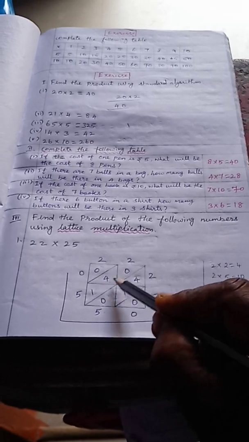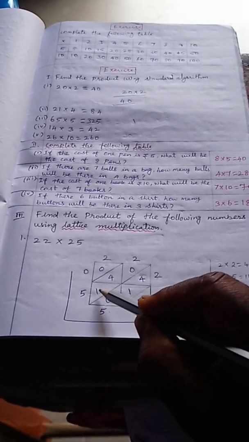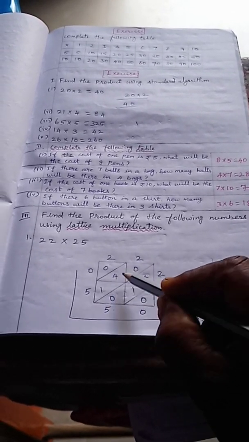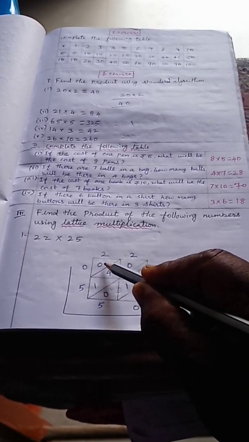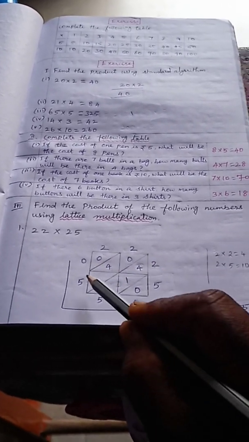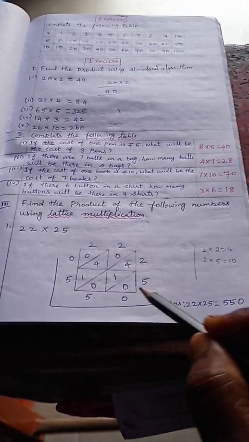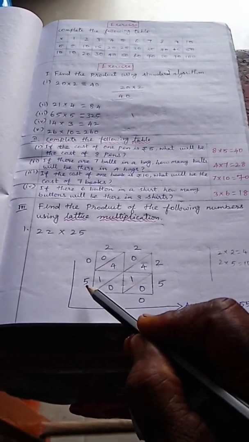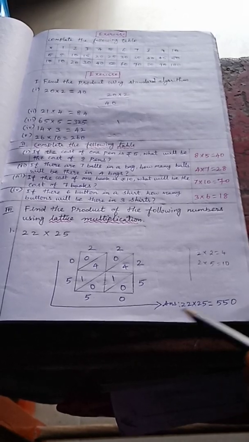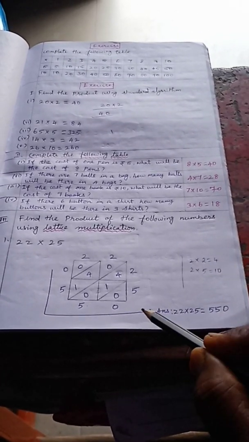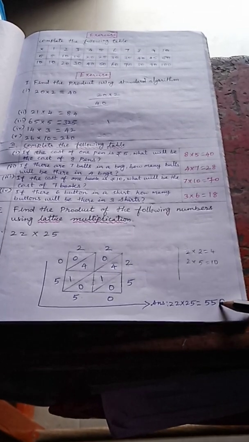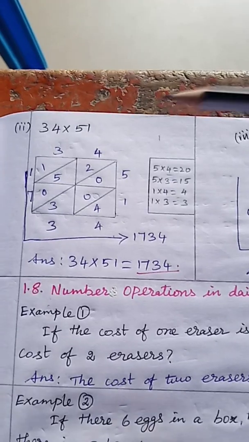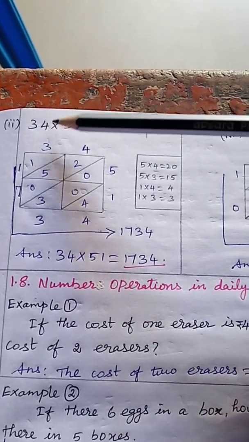In this straight line, add 1 plus 4, 5, 5 plus 0, 5 only. And the last one, this box, 0 only. So you have to write 0, 5, 5 from the last digits. The answer is 22 into 25 equals 550.